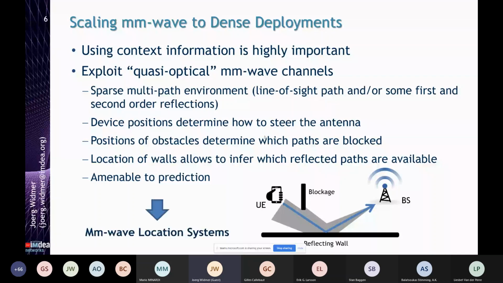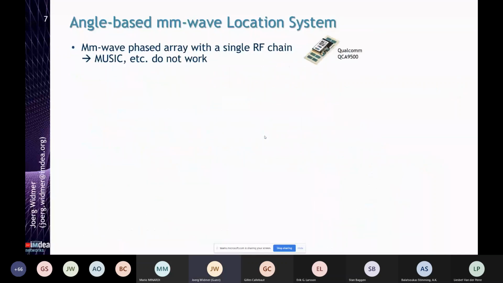So what we really want is a millimeter wave location system. Of course, any kind of location system would work, but ideally the communication systems should be self-contained, right? So ideally you would want to use the millimeter wave system to obtain this information about the environment and then use that information to configure your network efficiently. So I'll talk about this next, how to design angle-based millimeter wave location systems.